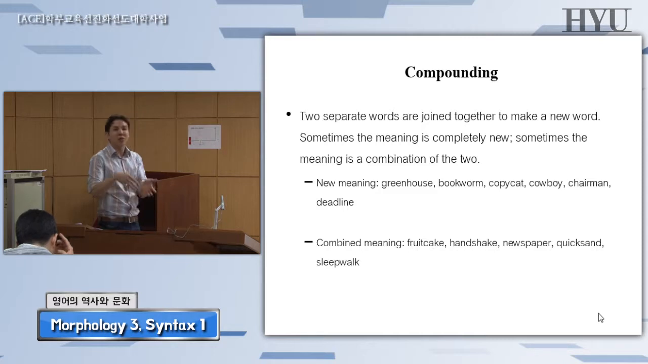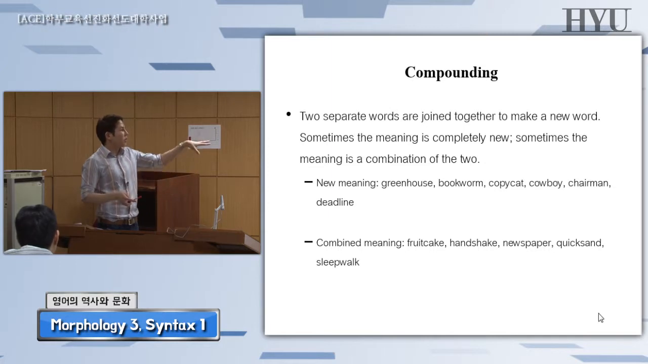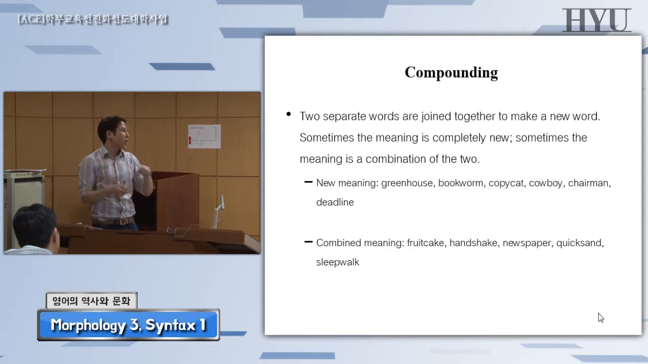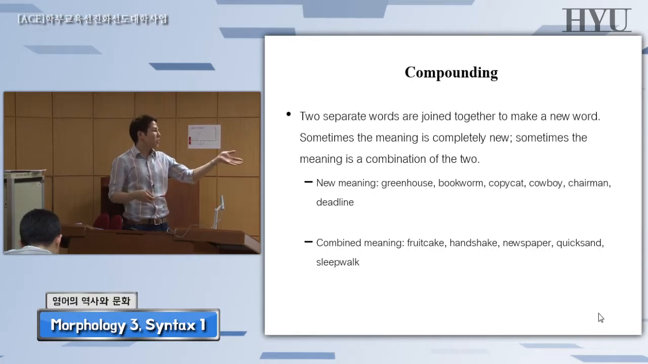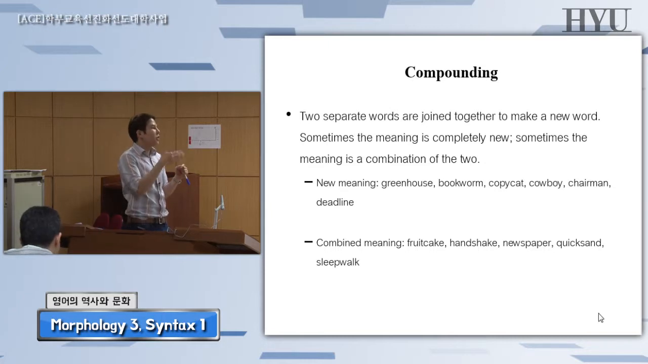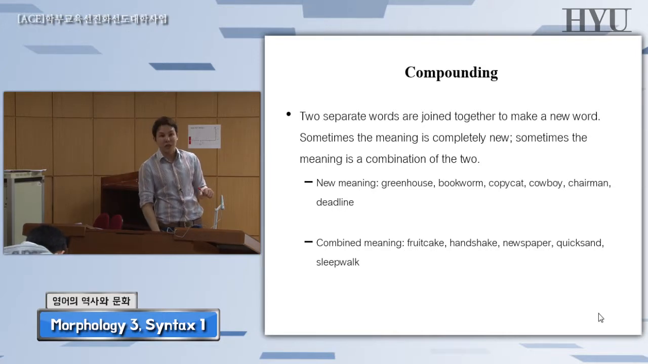Chairman is not a man who is a chair, but a man who presides over a meeting, like that. So for all of these words, you get somewhat new meaning, and you cannot really guess what the meaning is going to be. But for other compounds, you get a combined meaning out of the parts. Like fruitcake, a type of cake that has fruit in it, handshake, newspaper, quicksand, or sleepwalk. Okay, so compounding is a very productive method. We use this method a lot in modern English.